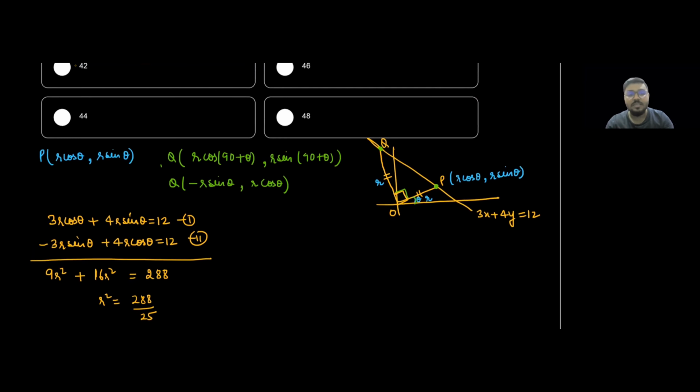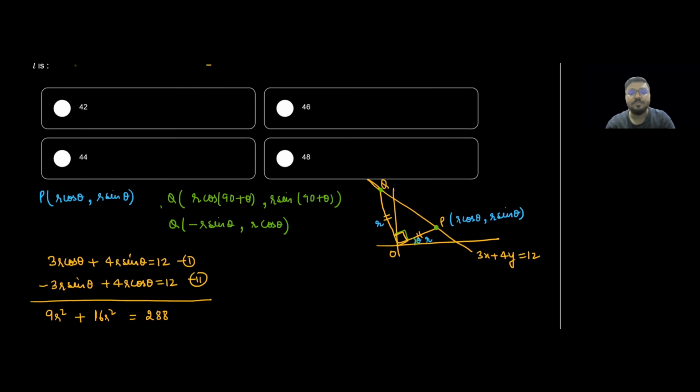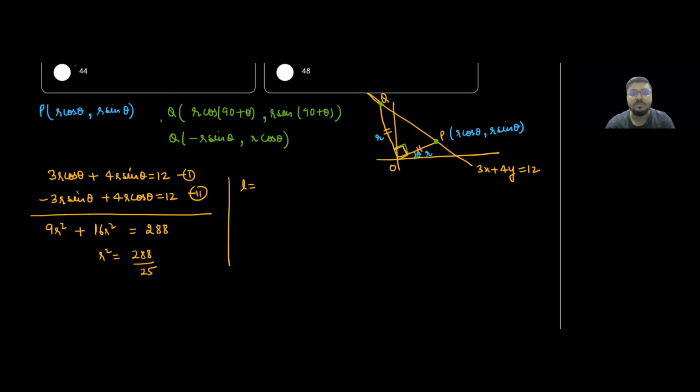R square we got. In the question, they're asking for the value of L. L is actually OP square plus OQ square plus PQ square. So OP we have assumed as R, that will be R square. OQ, again same length, R square, plus PQ. If you consider this right angle triangle OPQ, if this is R, then hypotenuse will be R root 2. So PQ square will be 2R square. All right, so this is 2R square. So total we have L equal to 4R square.